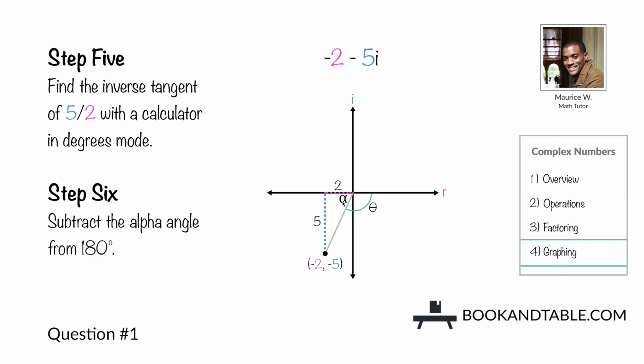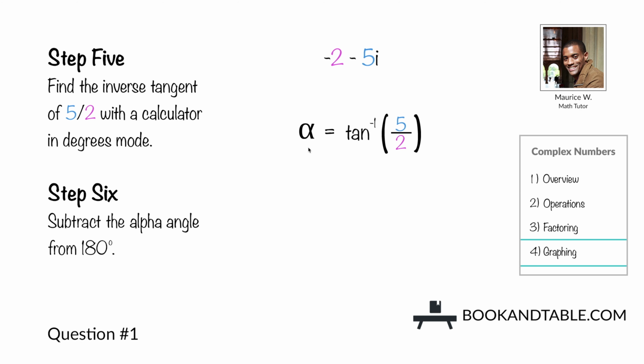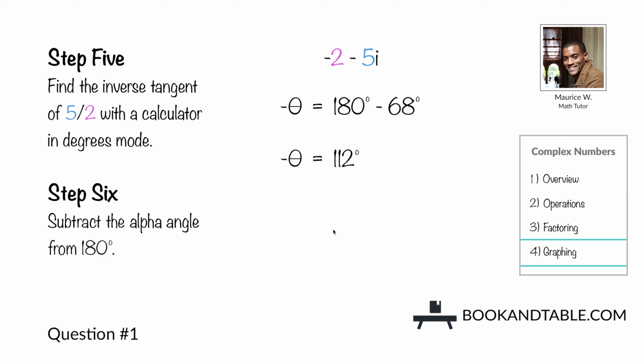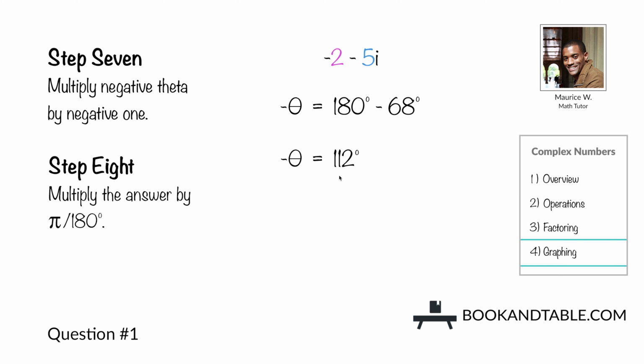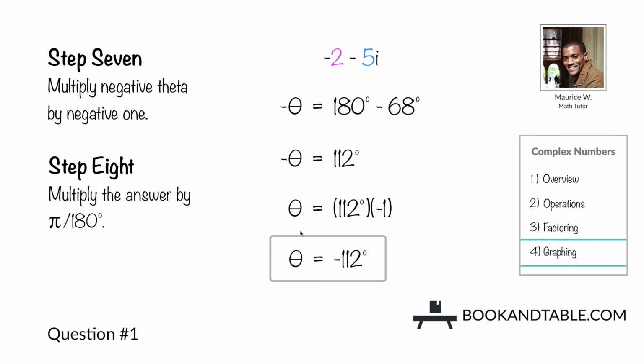So to find alpha, you'll want to find the inverse tangent of 5 over 2, opposite over adjacent. So that lets us know that the alpha angle is equal to the inverse tangent of 5 over 2, which is equal to 68 degrees. So when we subtract the alpha angle from 180 degrees, we get the negative theta angle is equal to 112 degrees. We then want to multiply negative theta by negative 1. So 112 degrees times negative 1 shows us that the argument, or theta, is equal to negative 112 degrees.